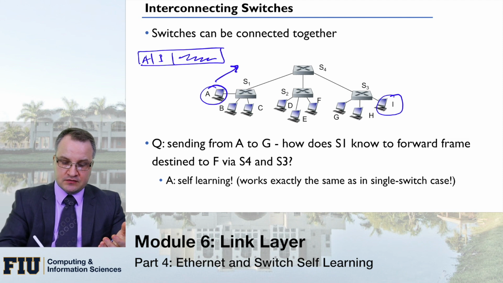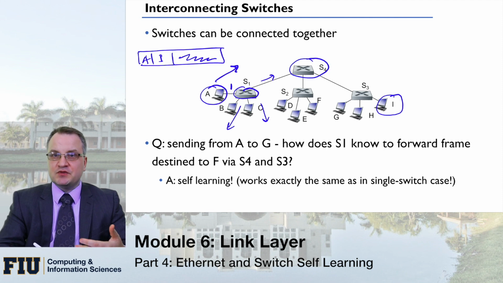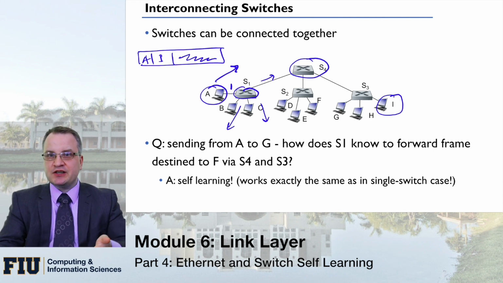switch S1 will learn where A is. Let's say A is on port 1 from the perspective of the switch. Then switch 1 will have nothing else to do except to forward this packet towards B, towards C, and towards the other switch. So that's what will happen. Node B wouldn't respond, node C wouldn't respond, and switch S4 will try to do exactly the same. It's using a common frame.